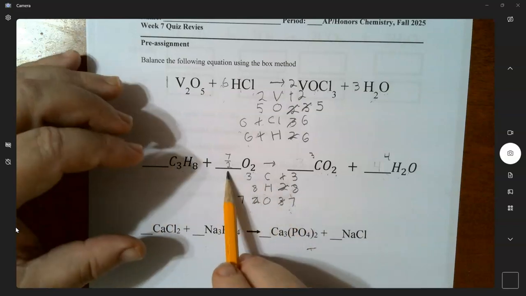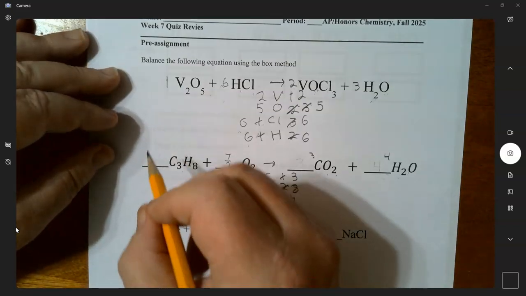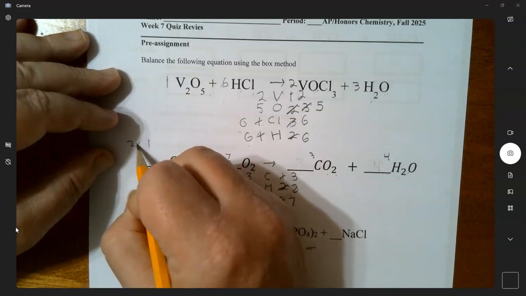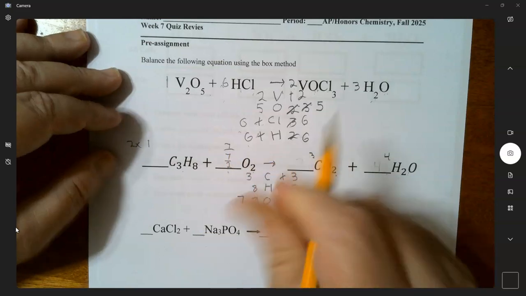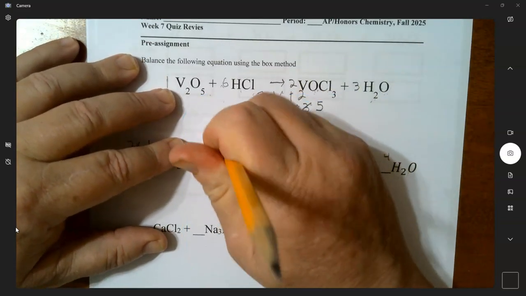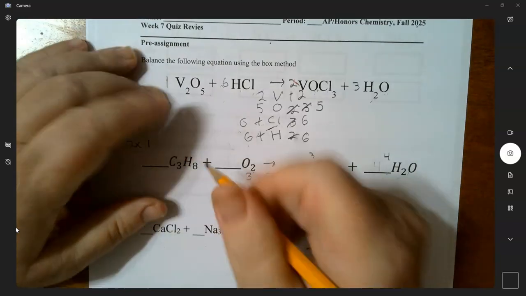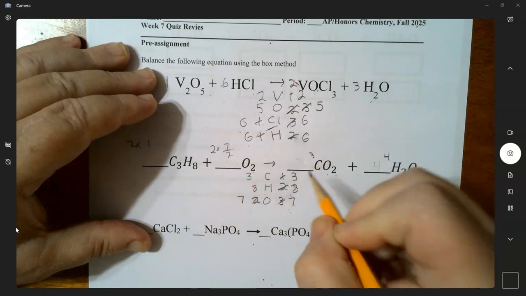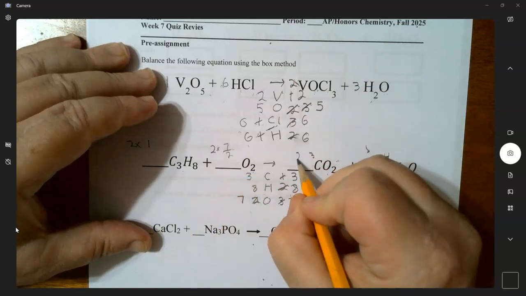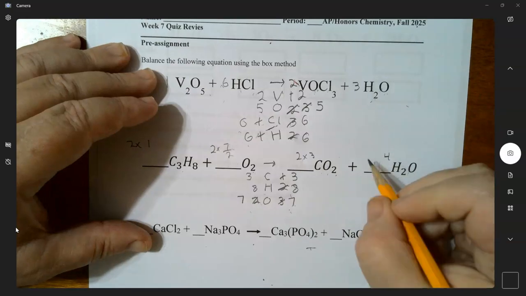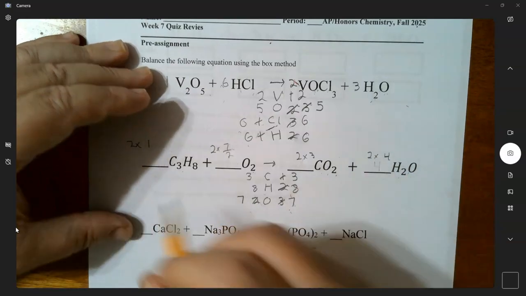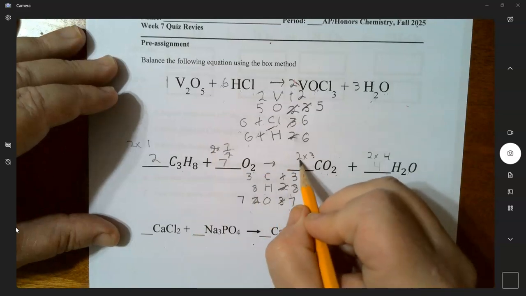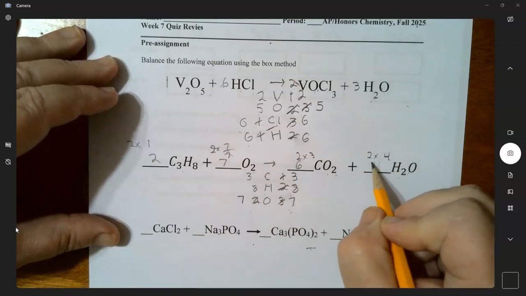So everything's in balance, but you can't have a fraction, so you multiply everything through by 2. This is a 1, so it's 2 times 1. Okay, this is 7 halves. Again, write it up above until you have the final. Okay, 2 times 3 and 2 times 4. And that gives you a 2, a 7, these cancel out, a 6, and an 8.